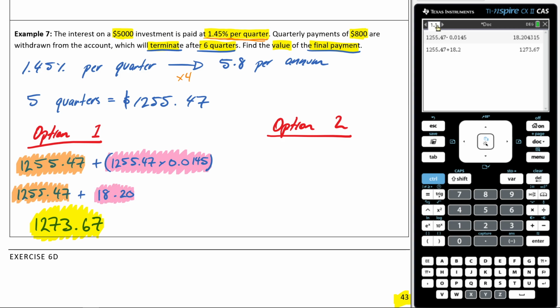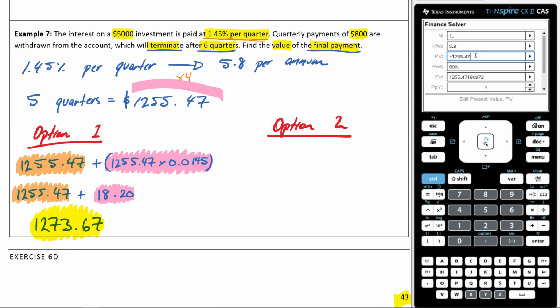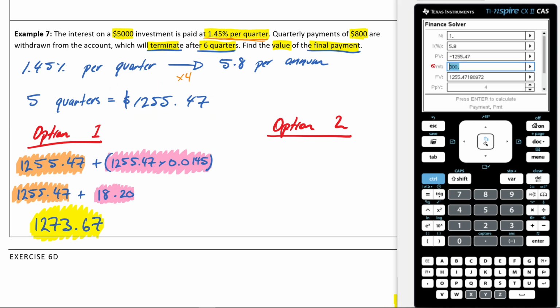All right, option 2. I actually like option 2 better, but you have to be careful with it. So let's go. Menu 8.1. What you could do is this. You could say that I have one more payment to make, so let's make N 1. The interest is still the same. But now my present value is going to be minus 1255.47. So it's the amount that I had after the 5th quarter. That's what I'm putting in there. My payment is what I'm trying to figure out, and I know that the future value has to be 0.